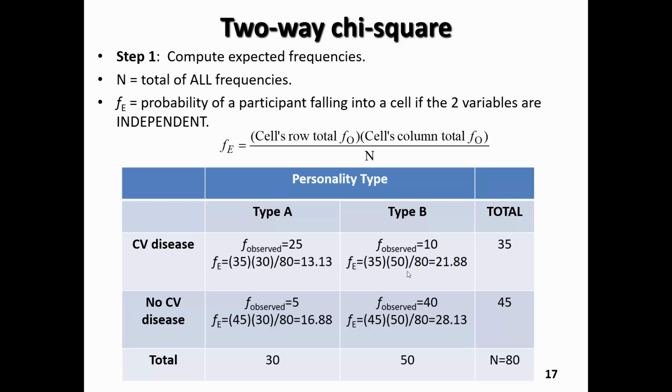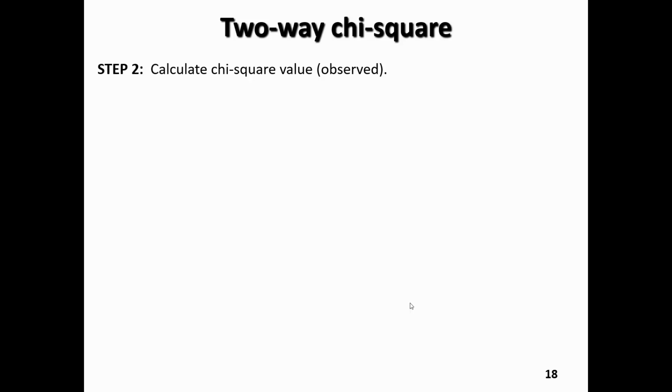If you take a look through this table, you'll see how we execute this equation, where we multiply the 35 by the 50, once again divided by 80, 45 multiplied by 30 for this cell here, and 45 times 50 divided by 80 for this lower right-hand cell. Once we have the observed frequency and the expected frequency separately for each of these 4 cells, we can then calculate our test statistic, which is our chi-square value.